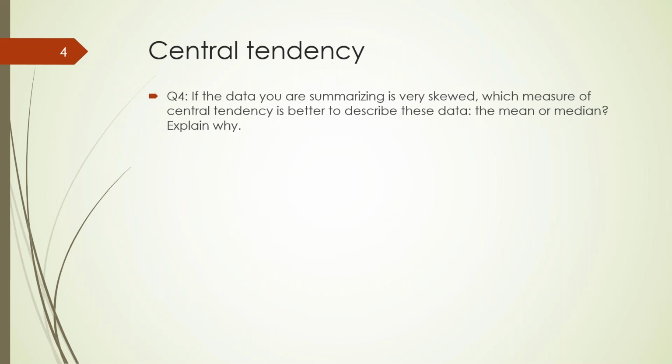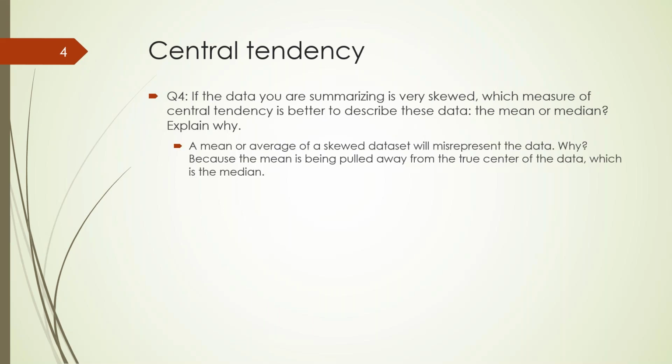One of the first topics in data analysis that we talk about is central tendency, and this typically has to do with continuous data, which goes in equal intervals from one value to the next. Question 4 asks: if the data you're summarizing is very skewed, which measure of central tendency is better to describe these data, the mean or the median, and explain why?